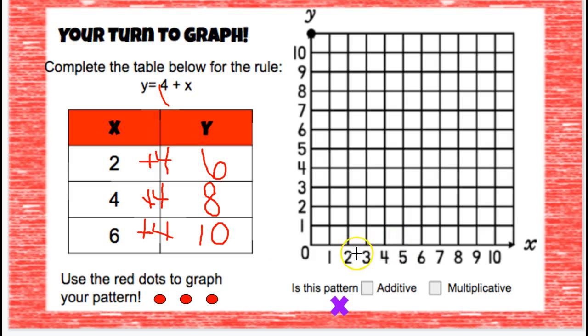So I'm going to go and plot them with this first because it'll erase. So I'm going to have the x is 2 and the y is 6. So I'm going to go over 2, up 6 because a baby crawls before it walks. Over 4 and up 8. I'm sorry, so this was additive. Over 4, up 8. Over 6, up 10.